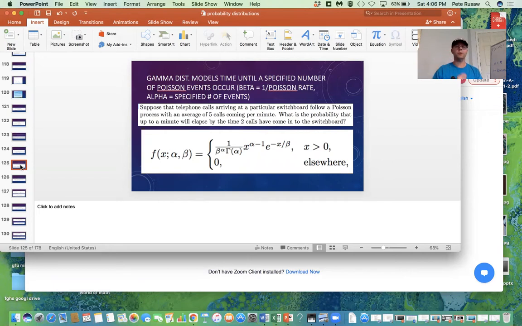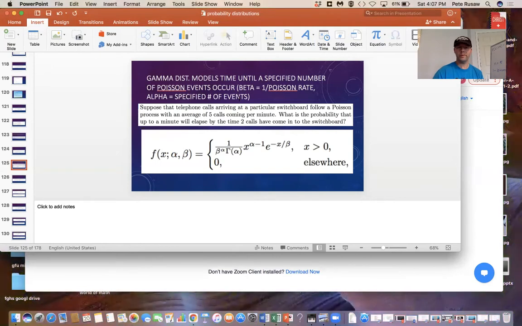And so the similar application would be how long, so x would be our random variable, it's a measurement, how long until the next number of Poisson events, the next 2 calls or the next 3 calls or the next 4 calls. So the number of Poisson events is actually alpha, which is why in the last application alpha was 1, because it was until the next phone call or the next failure, something like that. So we will use a gamma distribution modeling the time until a specified number of Poisson events occur, where beta is 1 over the Poisson rate and alpha is the specified number of events.